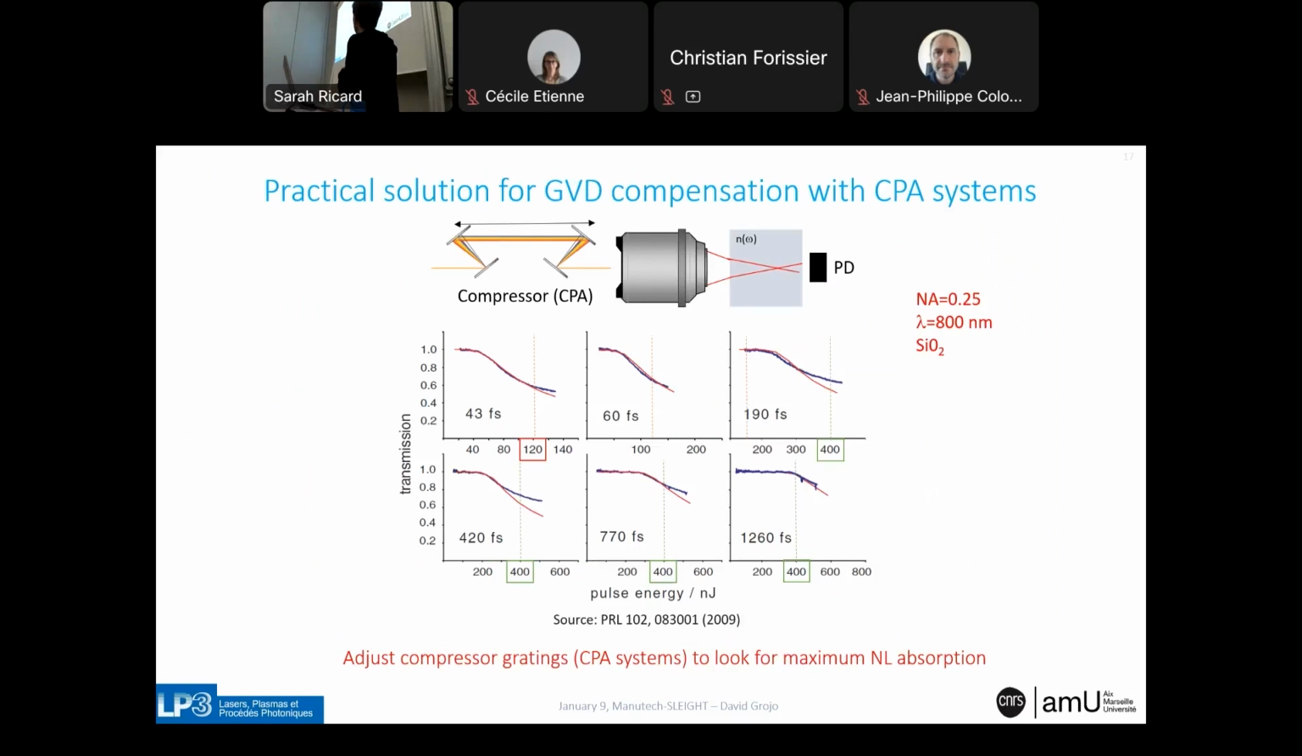So with this grating pair, focusing the light inside the material, I return to the very simple experiment I was showing in my first slide: a photodiode, looking at the transmission of the pulse.